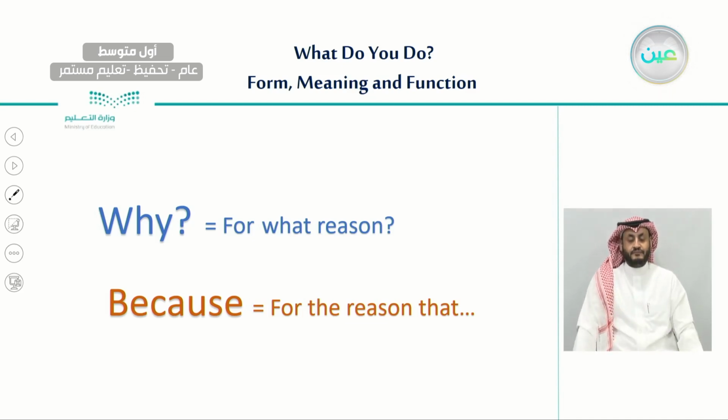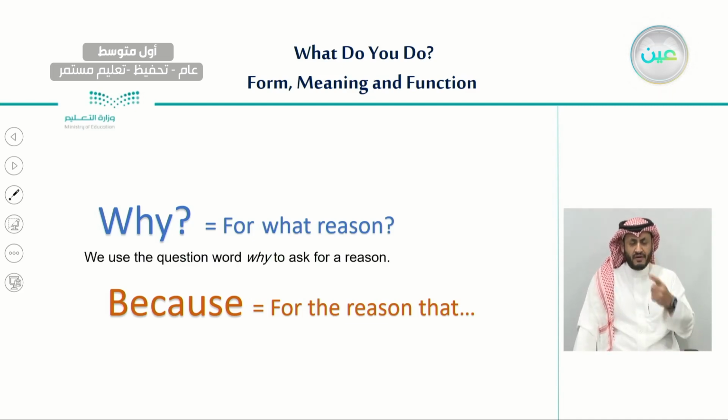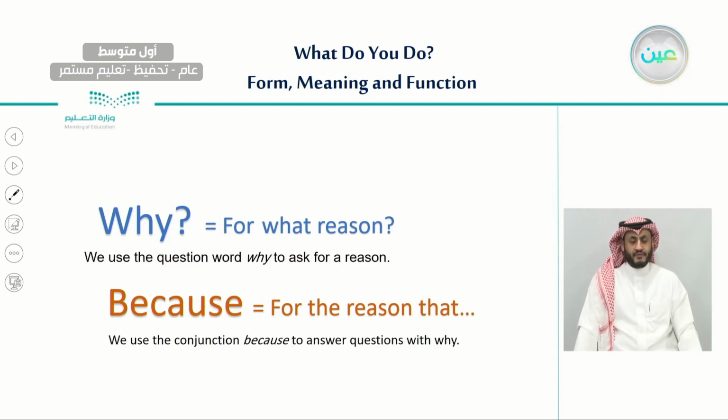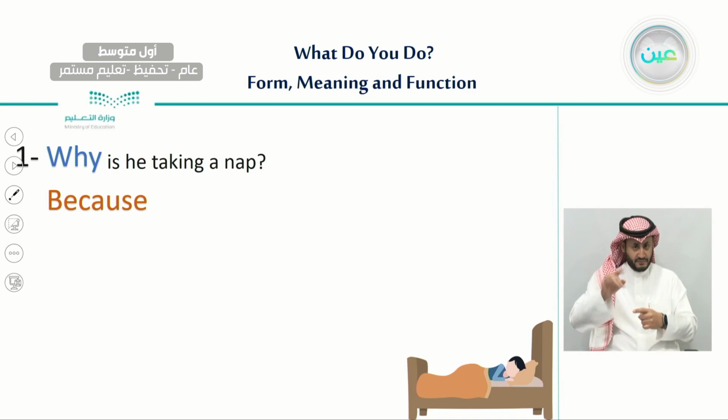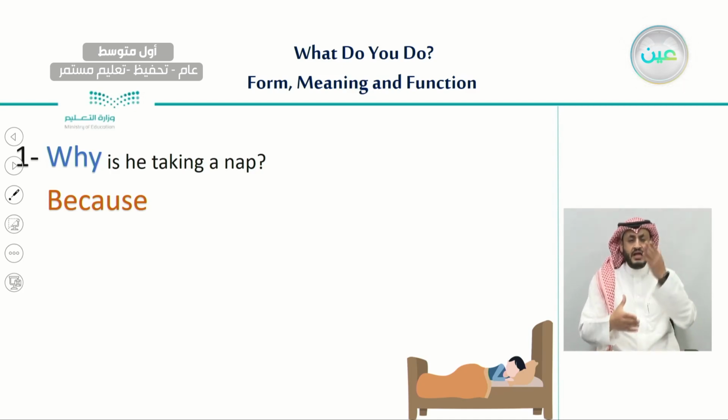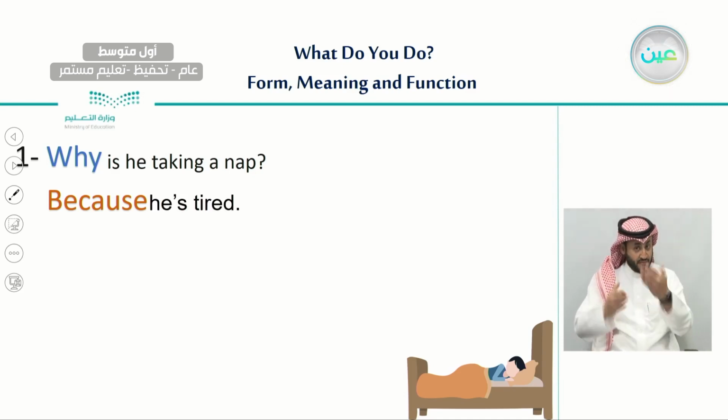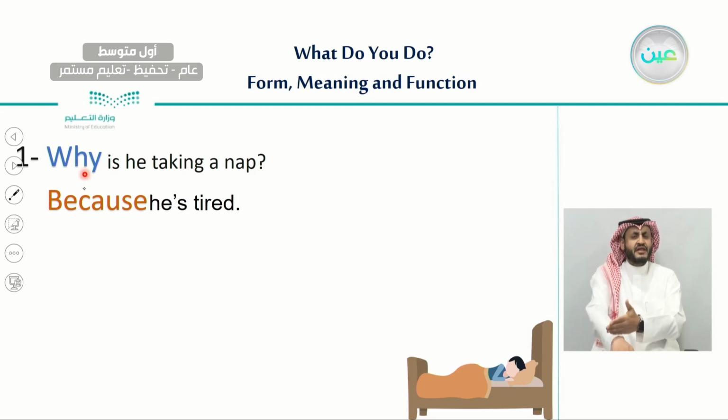And here we're going to see some examples. So we use the question word why to ask for a reason, and we use the conjunction because to answer questions that start with why. Let's see an example here. The first question says, why is he taking a nap? Because he is tired. So the question starts with why and the answer with because.